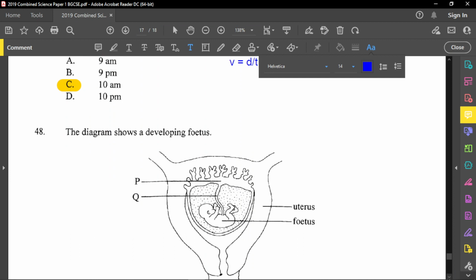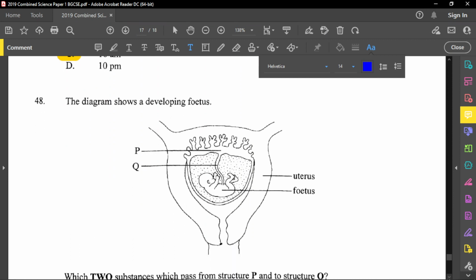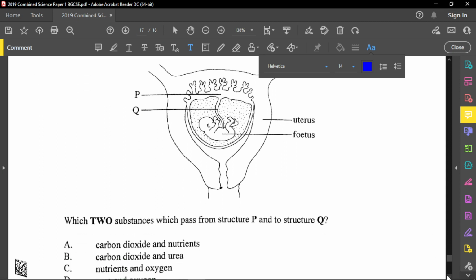Very sweet question. Question 48. A diagram shows a developing fetus. Let's label the points here. So P is the placenta, and Q is the umbilical cord. I guess you'll know that by now because we've been talking about that. Umbilical cord.